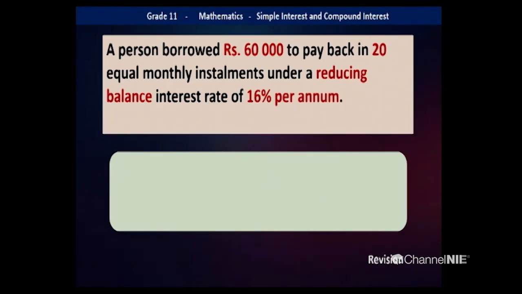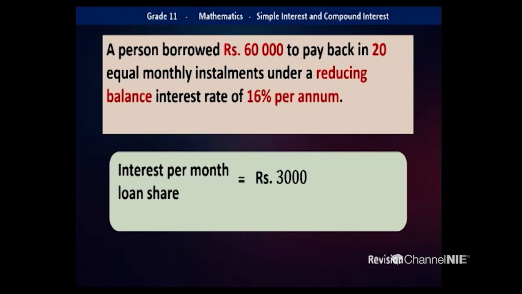Then the interest per monthly loan share we have calculated: 3,000 into 16 upon 100 into 1 upon 12. Why? I told you 16% is annual. Whether they mention it or not, it should be annual. If they say monthly, you have to take it directly as monthly. If not, take it as annual.